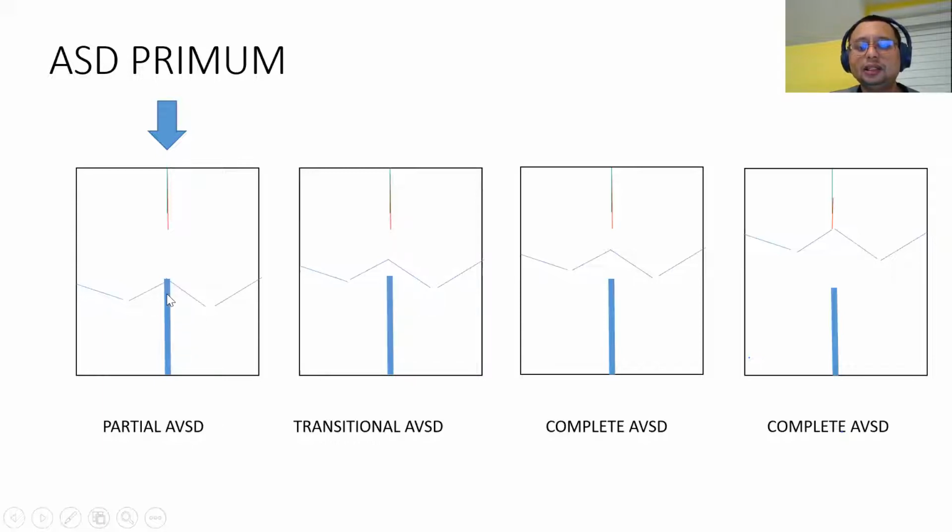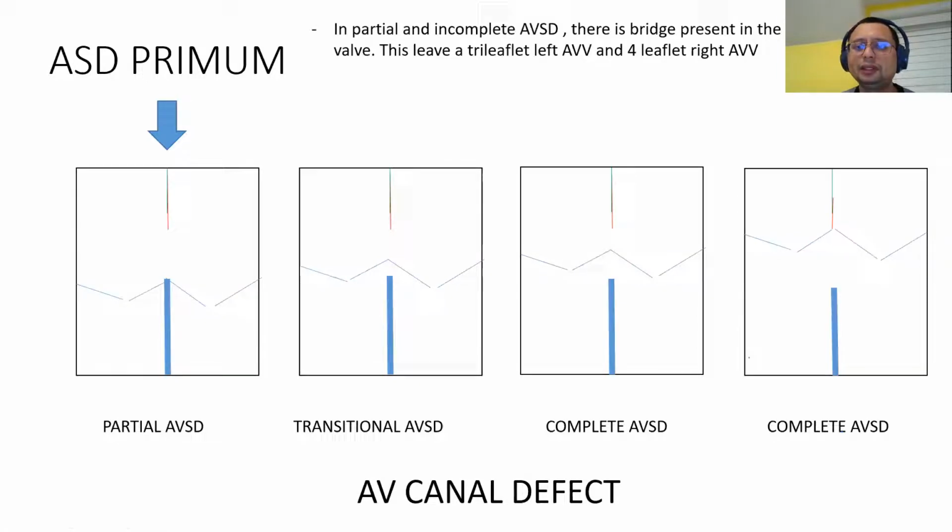So if they attach to the interventricular septum here, you have ASD primum. Otherwise, you can have all the other three. The difference between transitional and complete is the size of the VSD. In the transitional, the VSD is small, and in complete, the VSD is big and also non-restrictive. So this is a spectrum of AV canal defect.